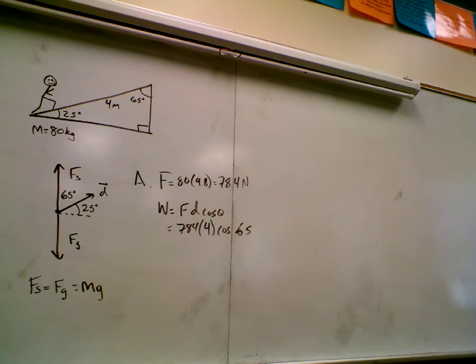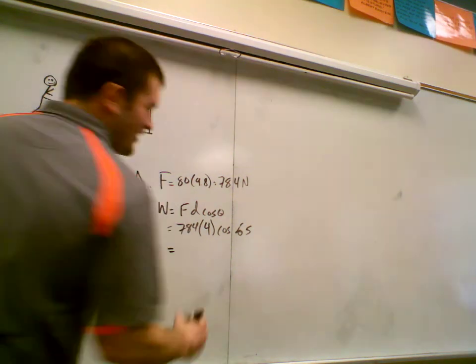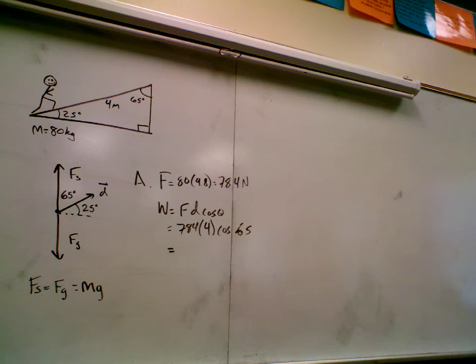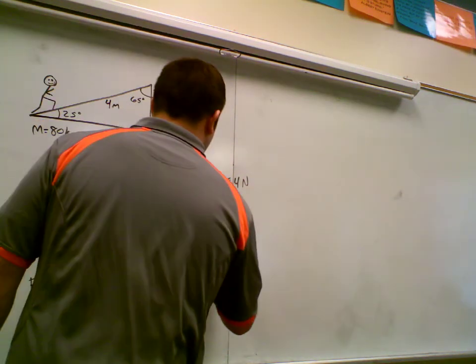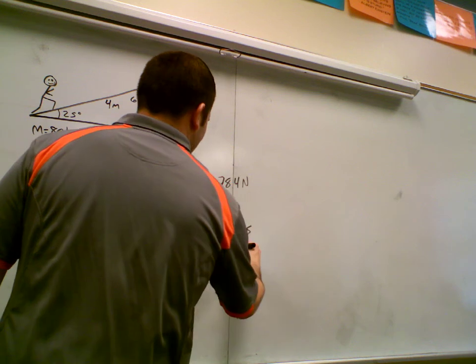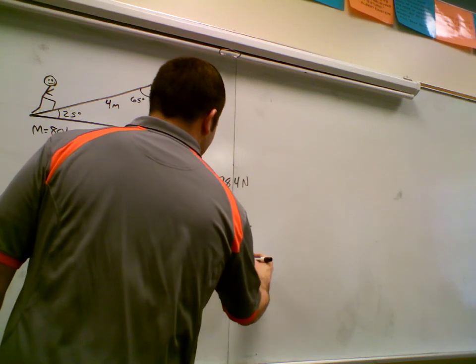784 times 4 times cosine 65. What does that equal? 1325. It equals the number 1325. Yeah, 1325.3 joules.